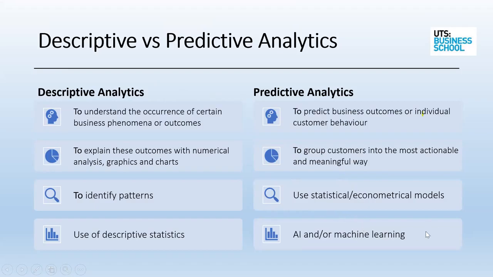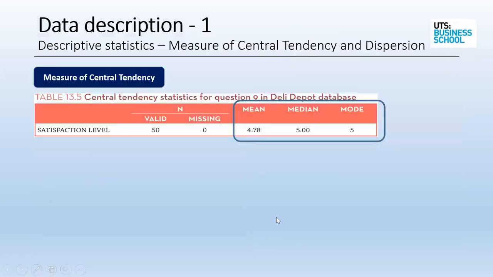AI and machine learning is used to engage in predictive analytics for very, very large data sets, which we discussed on the previous slides: structured data, unstructured data. So now let's come to the important part, that is descriptive analytics. Descriptive analytics is of two types: the measures of central tendency and dispersion.